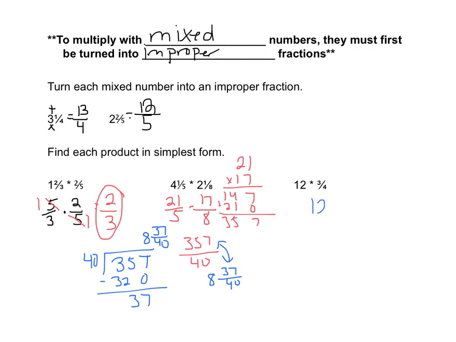Our last one, we have 12, which is really just 12 over 1, because remember whole numbers are just written over 1, times 3/4. Here I'm going to reduce ahead of time because 12 and 4 share a common factor of 4, so 4 divided by 4 is 1. 12 divided by 4 is 3. So now I have 3 times 3, which is 9, 1 times 1, which is 1, and 9 over 1 is simply 9.